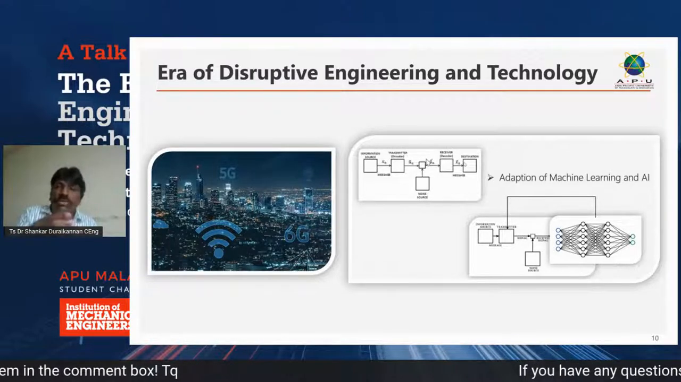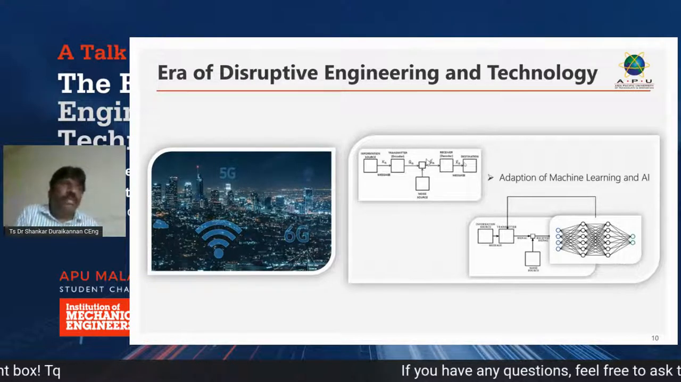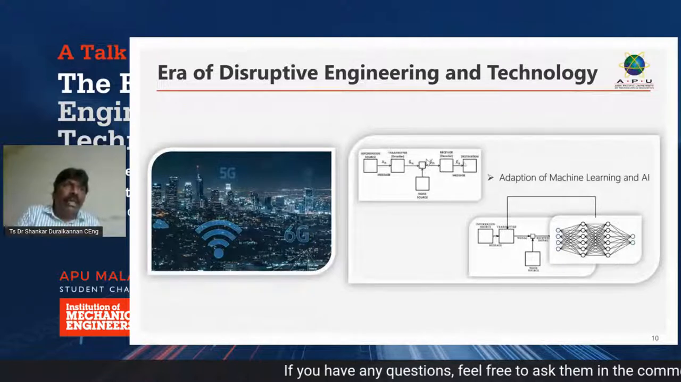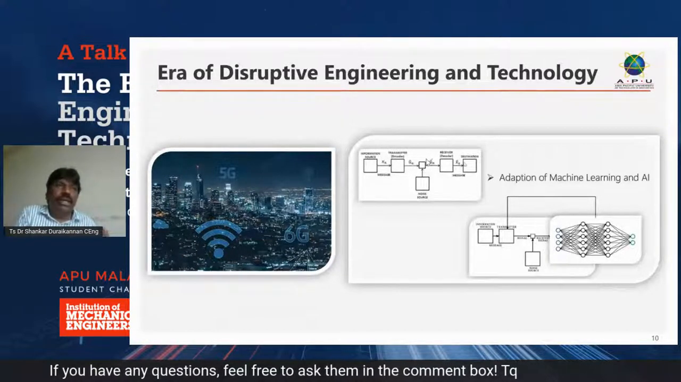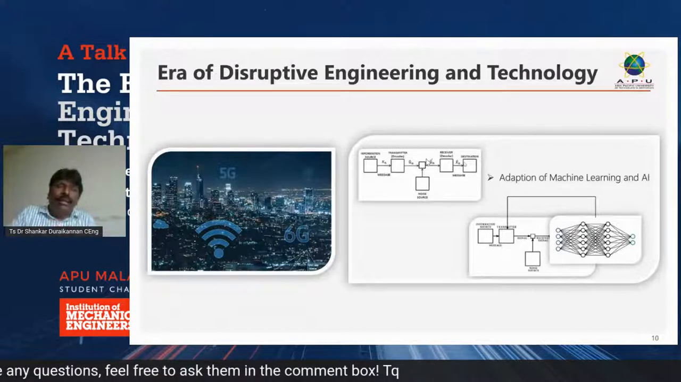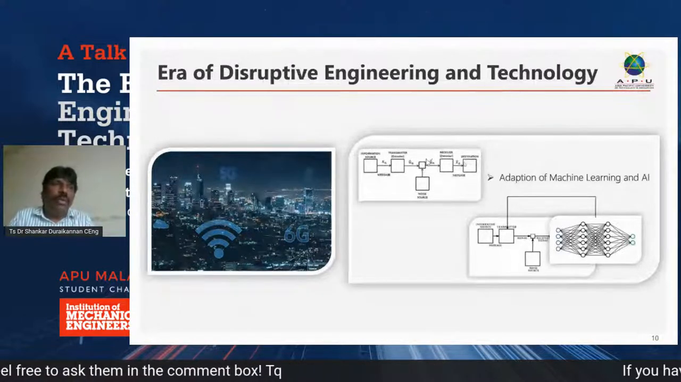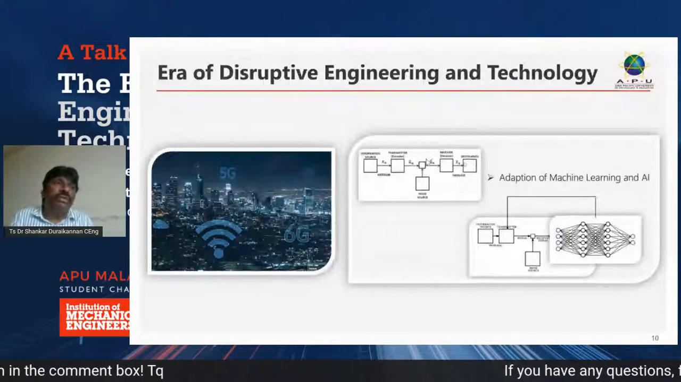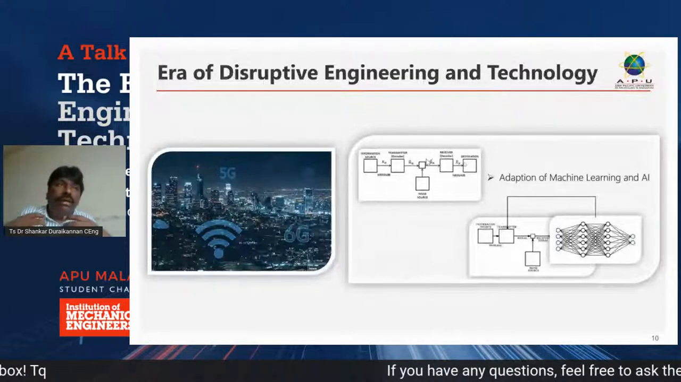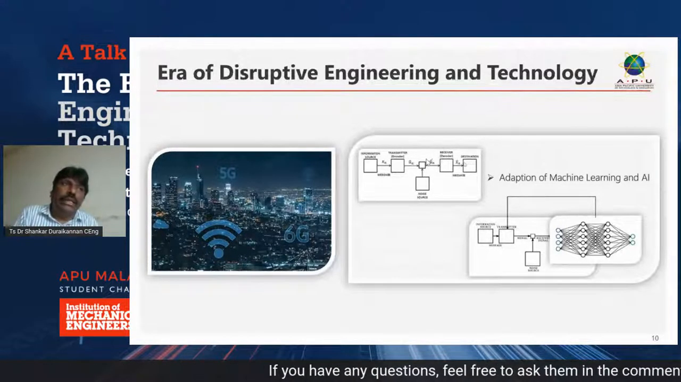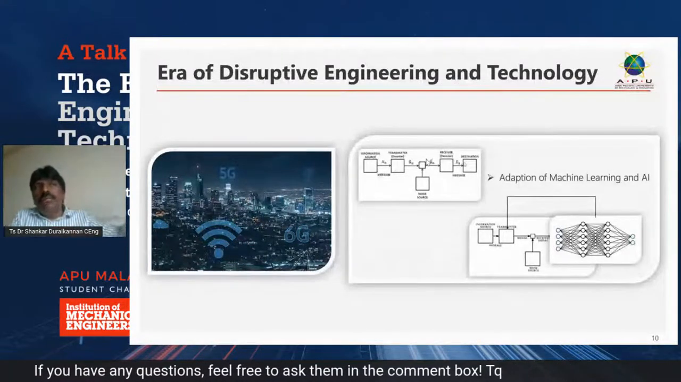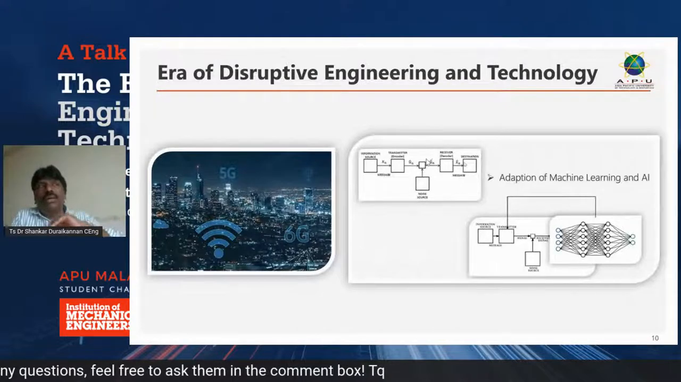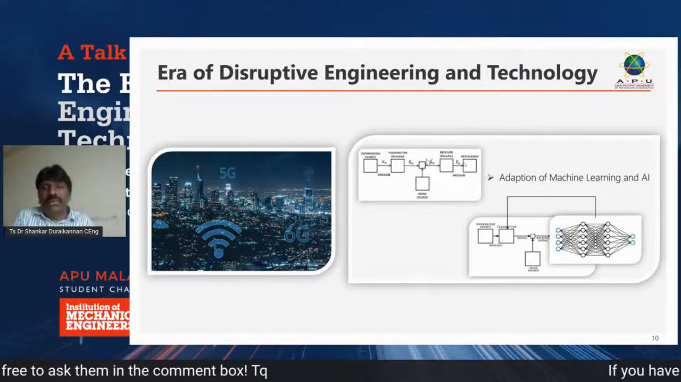So we are moving into an era of disruptive engineering, and it is at a very high pace. The next 6 years are going to be completely a development phase, and by 2025 or 2026 we can see the commercialization of these autonomous intelligent driven systems, from a component level to a complete, very integrated system level.